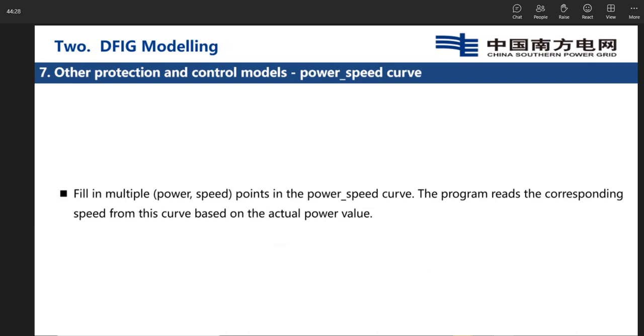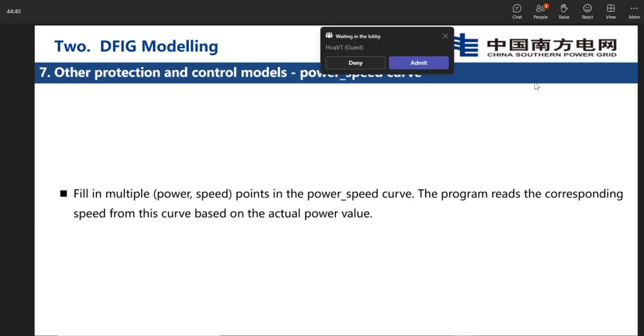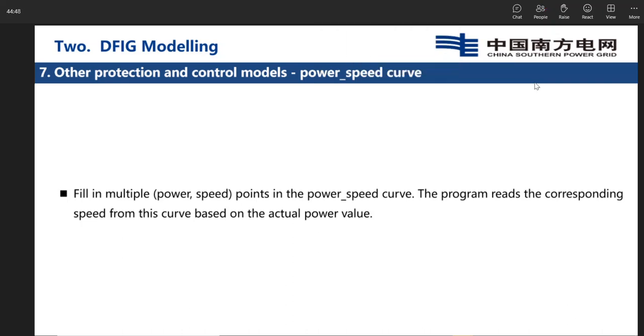We use EY, and we also consider the power speed curve. The output power and the wind speed have a relationship. So we have a card to fill in a lot of power speed points in the power speed curve. The program reads the corresponding wind speed from the curve based on the actual power value to simulate the power under different wind speeds.